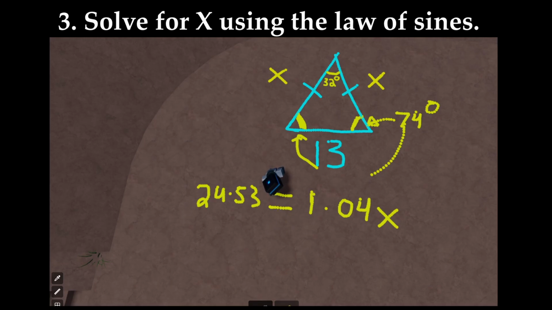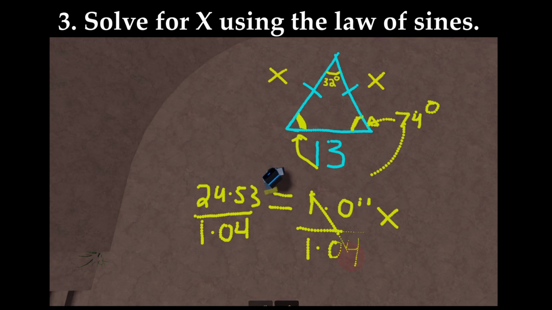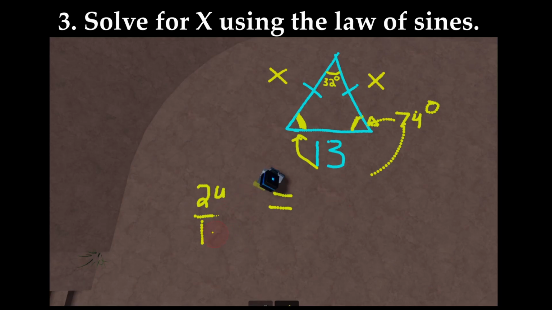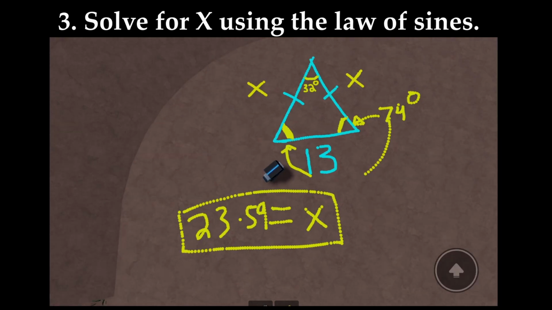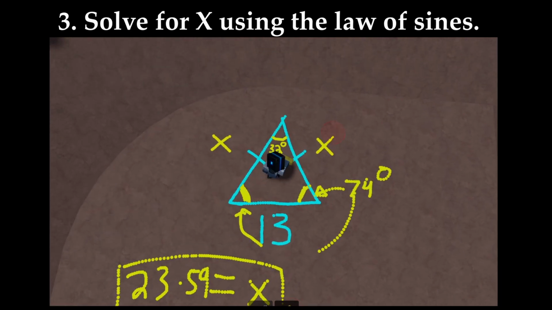And now, all you need to do is divide by 1.04 on both sides, since that's the coefficient on x, to solve. And then if you do all that math, you should get that x is equal to 23.59. So that is our answer for x. X is 23.59. And because this is an isosceles triangle, both of those sides are 23.59.